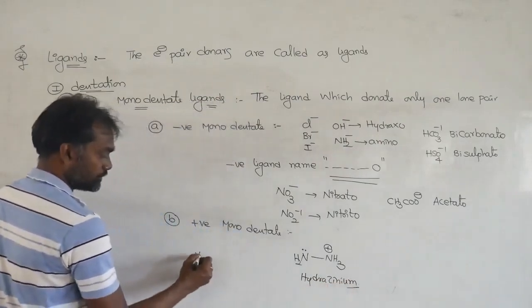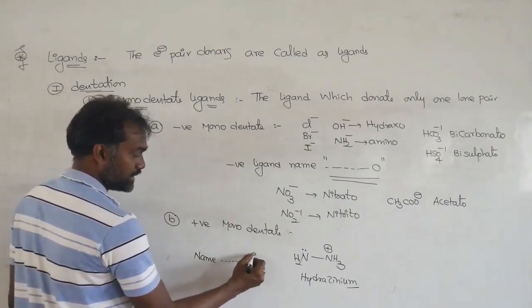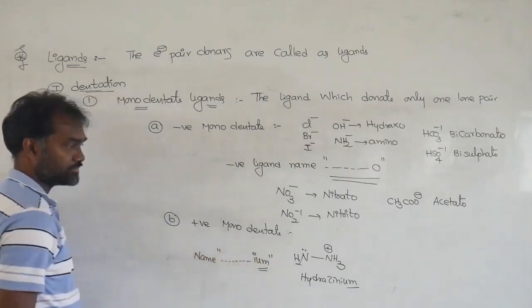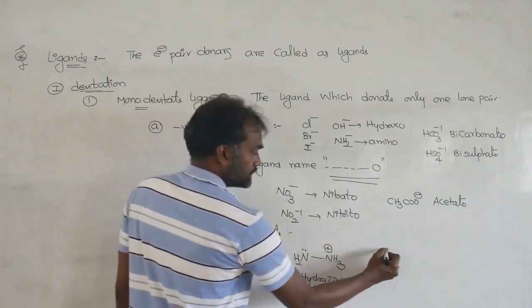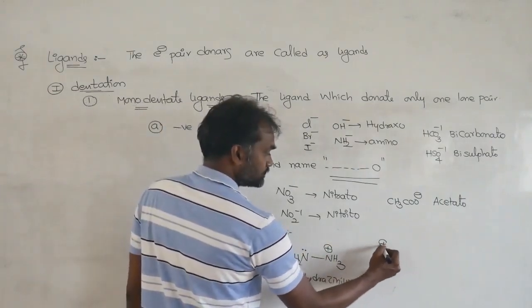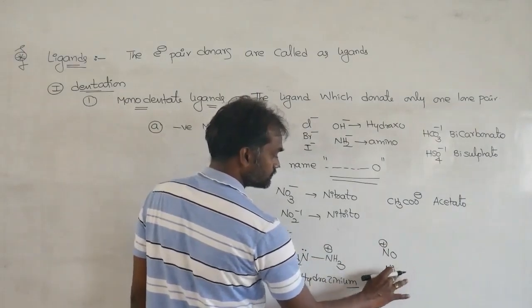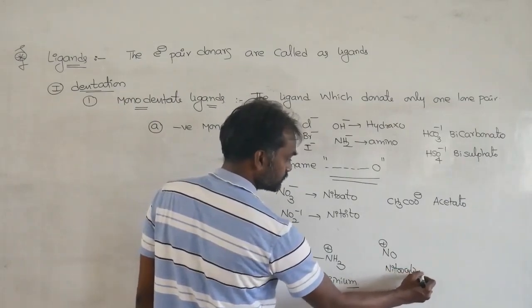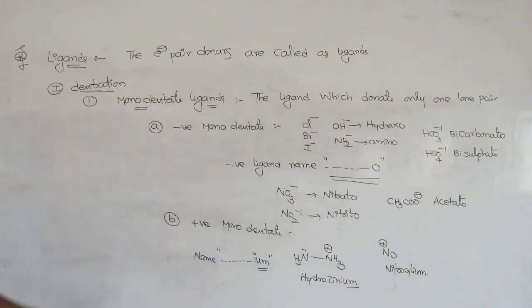See, this name, last is ended with IUM. So positive names. See, NO plus, it is called as nitrosonium. So some important. Next, neutral.